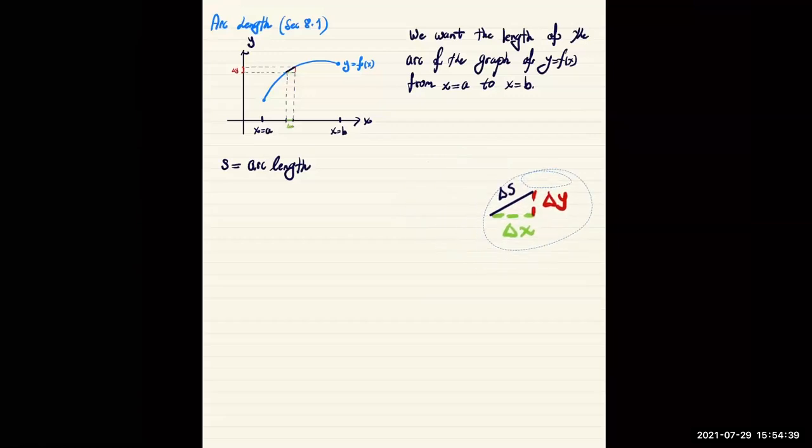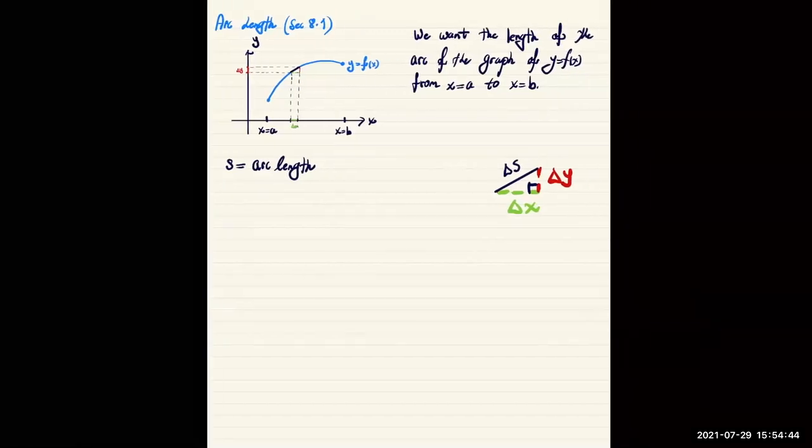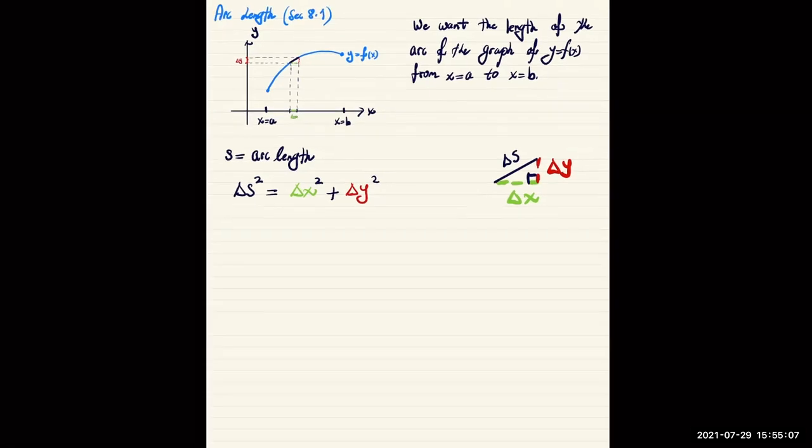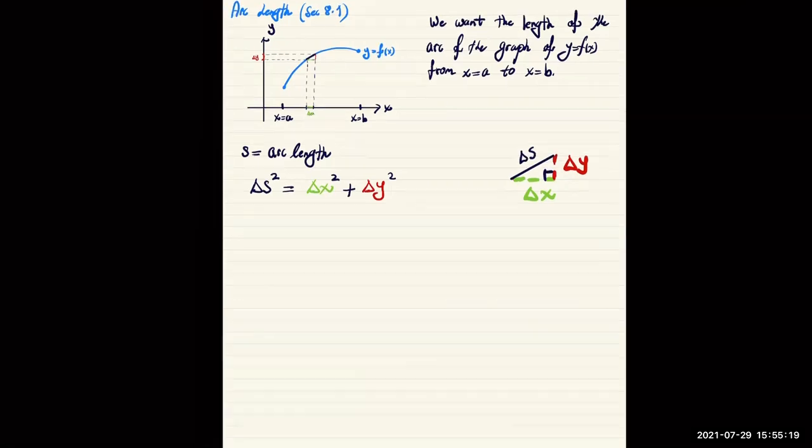Okay, so what you do now is set up the Pythagorean theorem for this triangle, which tells you that delta S squared is equal to delta x squared plus delta y squared. This equation here is called the Cartesian metric. You measure things in the Cartesian system using the Pythagorean theorem, but the specific equation is the Cartesian metric.